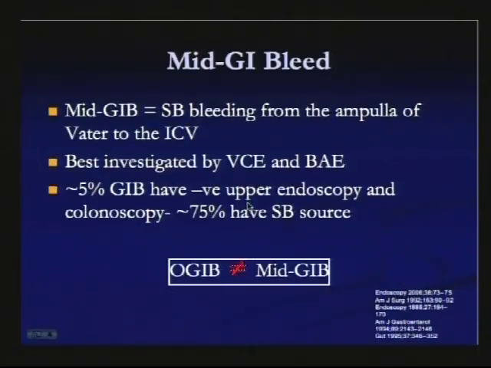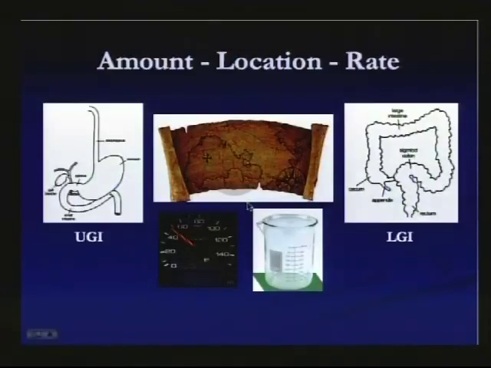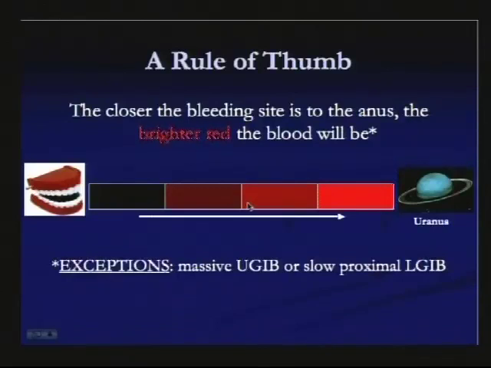With the introduction of balloon-assisted enteroscopy and video capsule endoscopy, the small bowel could be evaluated beyond radiologic and barium studies. So it's defined as small bowel bleeding from the ampulla to the ileocecal valve. Now, mind you, some people confuse obscure GI bleed with mid-GI bleed, and it's not the case. So things to know when it comes to GI bleed, we want to know how much the patients are bleeding, where the bleeding is, and how fast. And the rule of thumb, the closer the bleeding is to the anus, the brighter red the blood will be. Exception: massive upper GI bleed or slow lower GI bleed.